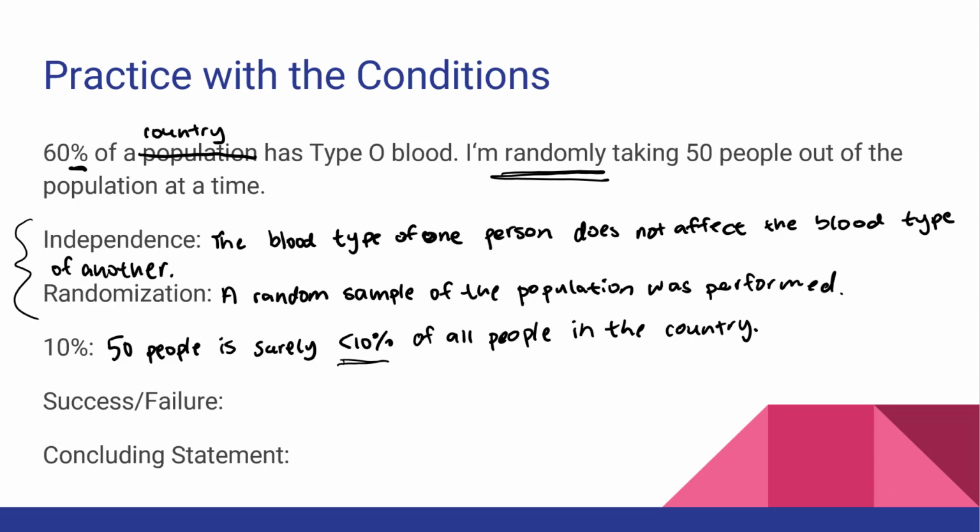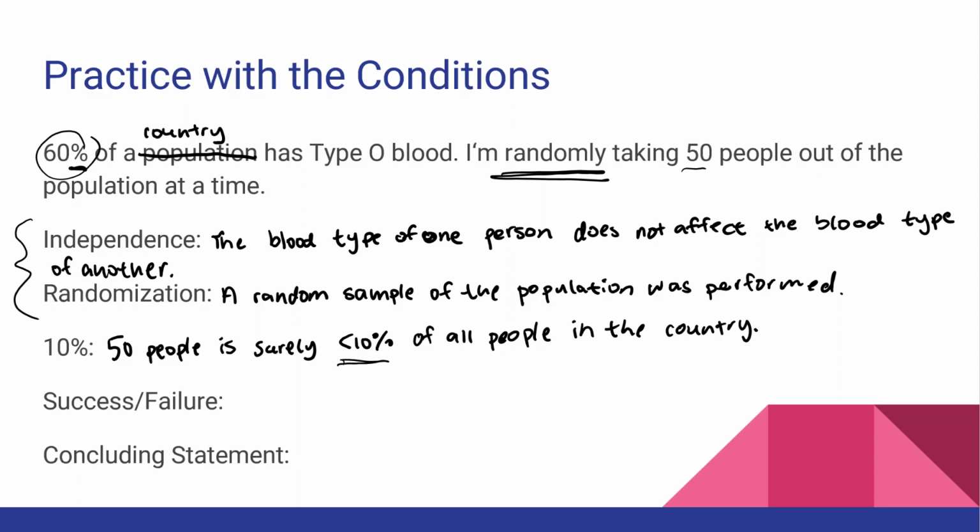Next is success/failure. So this is the one that says our np has to be greater than or equal to 10 and our nq has to be greater than or equal to 10. So first, what is our n, our p, and our q? Because that is what we need to check with. So our n is our sample size. That is 50. Our p is the probability of success, so the probability that someone has type O blood. That is our 60% here, and that leaves 40% to not have type O blood, and that is our q.